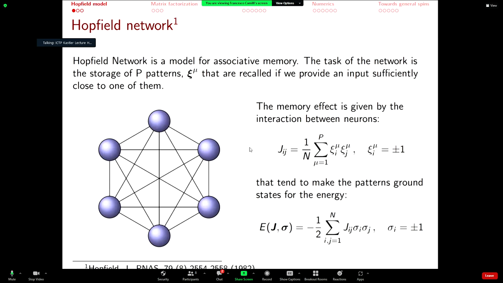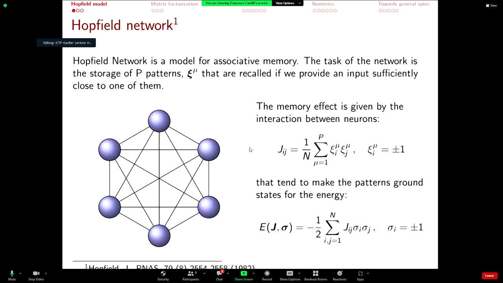The Hopfield network is a recurrent neural network that is tasked with the memorization of p patterns that are n-dimensional vectors, this bold psi mu here. And we say that the network works if, provided we give it an input that is sufficiently close to one of the patterns, it is able to recall it in some sense that we will see in the next slide.